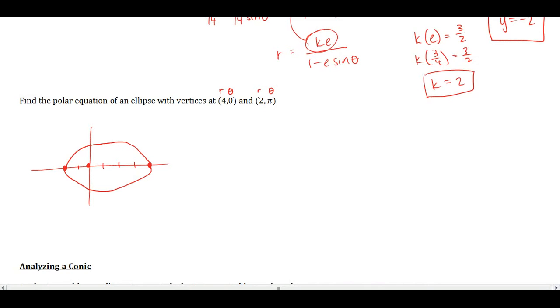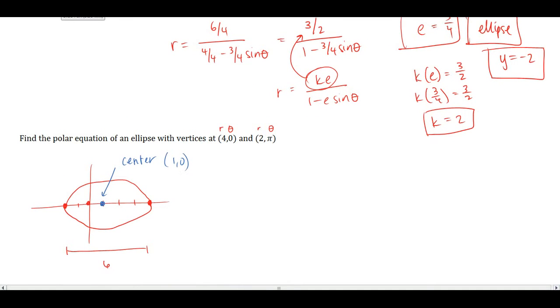Now the good news that I can kind of tell from this graph, we can see that from vertex to vertex, that's 6 units. So that's probably going to be helpful in helping us figure out some parts of the equation. We could figure out the center, which 1, 2, 3, 4, 5, 6. So go back 3, 1, 2, 3. There's your center. Your center would be sitting at the point 1, 0.